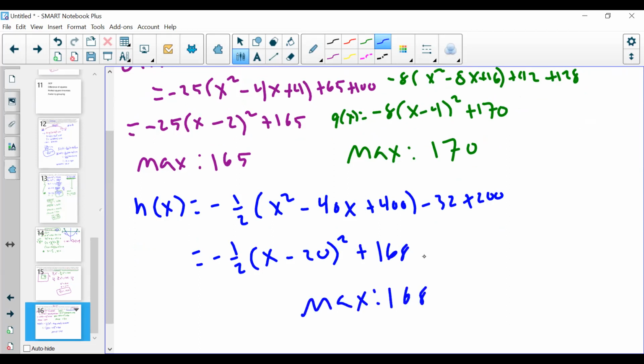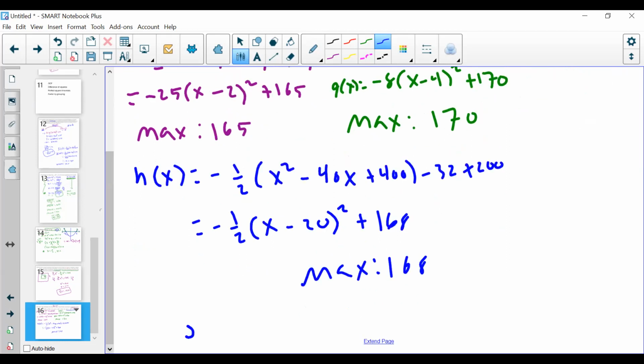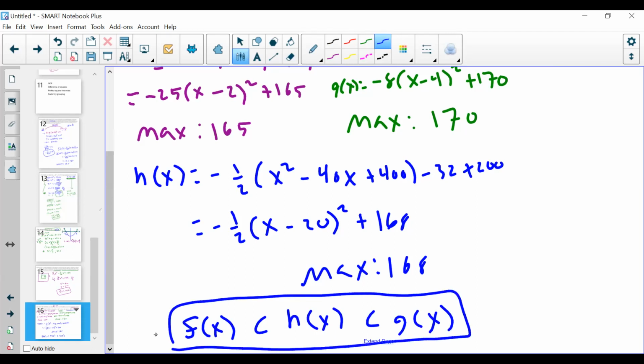So now we kind of just order it from least to greatest. The smallest was f of x. And then after that was h of x at 168. And then finally, g of x is the biggest. Does that make sense? Perfect.